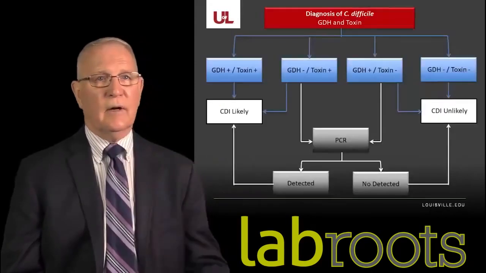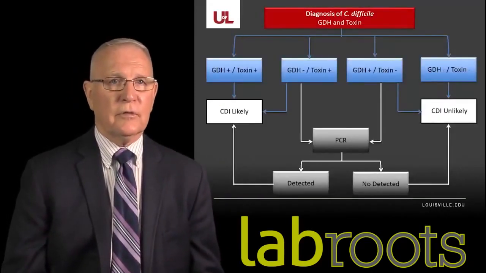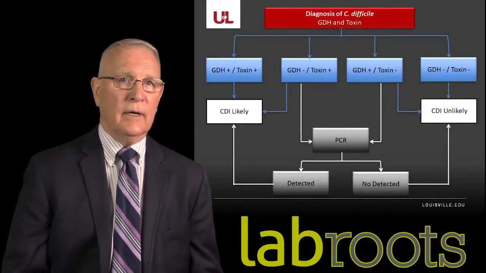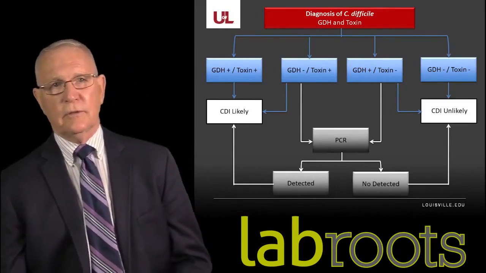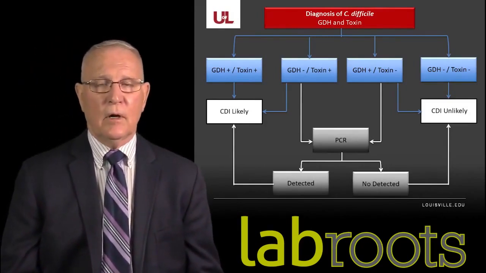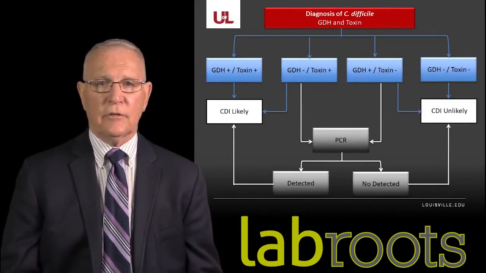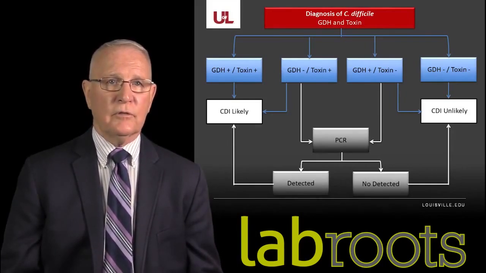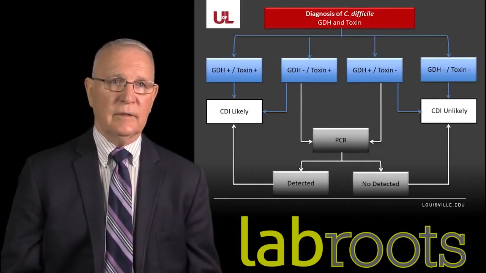Once again, this is our algorithmic approach, and just to review that for us, we're looking at the laboratory diagnosis of C. difficile using a two-step method involving glutamate dehydrogenase and toxin detection. So you can see the various results across the top, beginning with a positive GDH and a toxin positive. The report would go out that Clostridium difficile infection is likely.